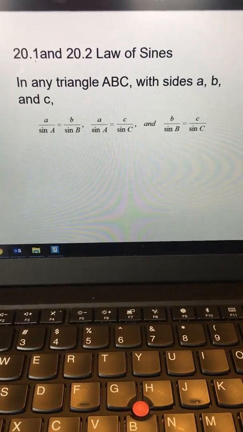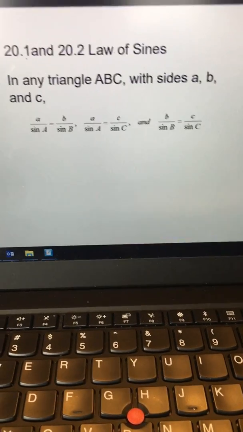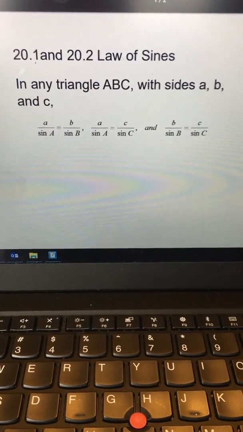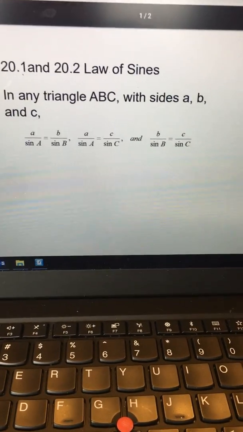Hi everyone, I'm going to start our class notes on law of sines. These notes should be taken on the 19th of March. It's covered in two of the sections, so you see 20.1 and 20.2 because of that.